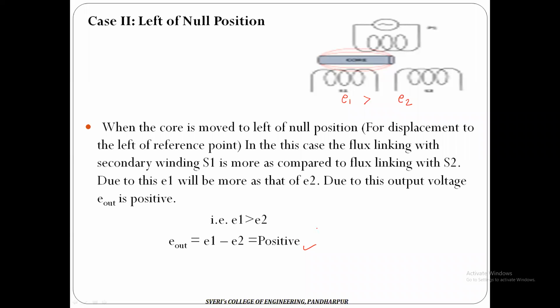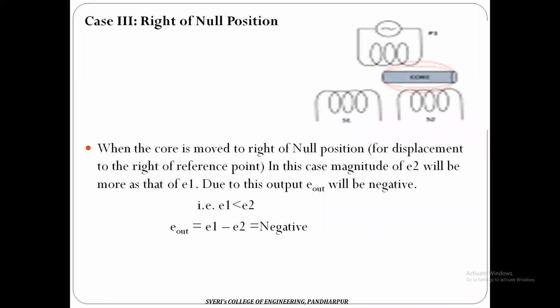And then third case is that if the core is moved towards the right hand side of the null position. So when the core is moved towards the right hand side, the maximum flux it will link with the coil S2 as compared to that S1. So in this case, I say that E1 is less than E2. So definitely you will get the negative output voltage is there.